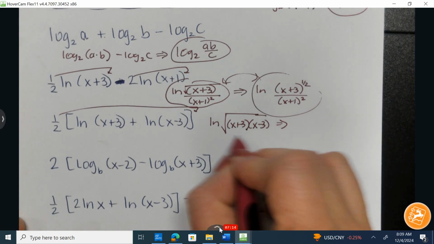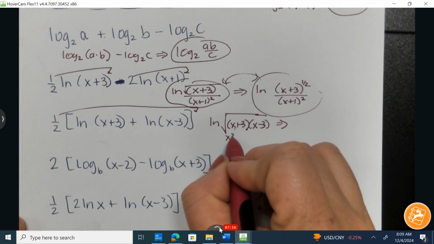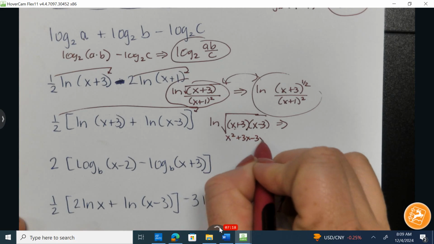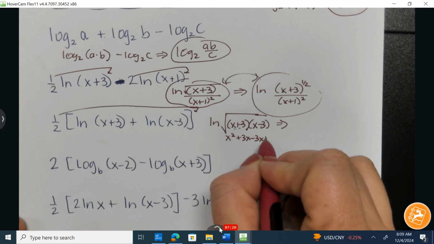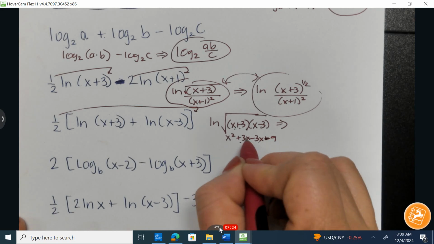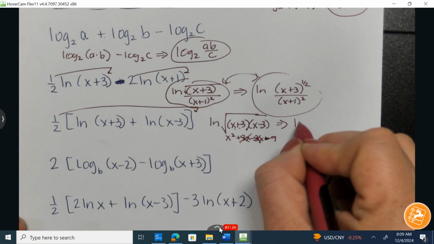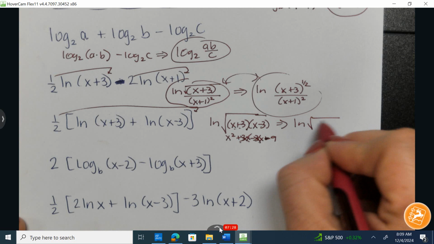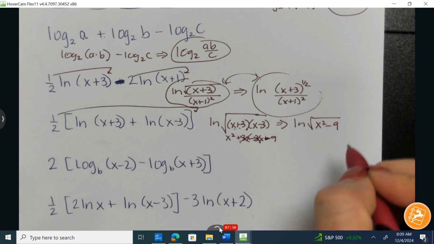And I know that I can simplify those. So if I FOIL it out, I get x squared plus 3x minus 3x minus 9. Good, subtraction minus 9. These are additive inverses and they cancel out. And I have the ln of the square root of x squared minus 9.